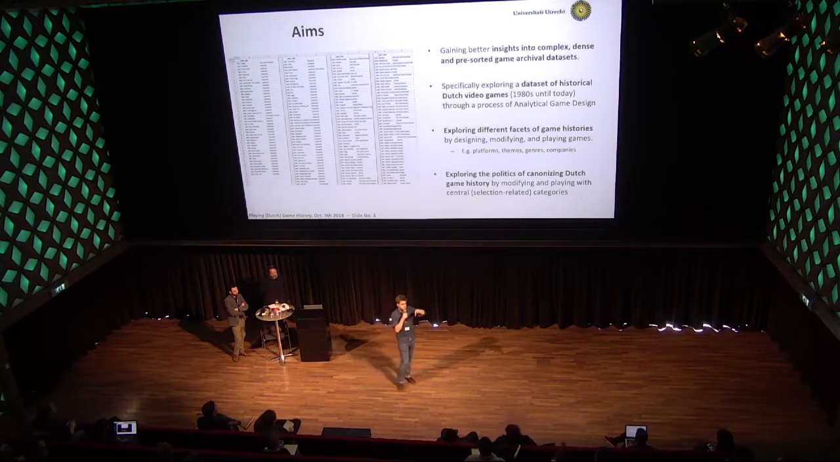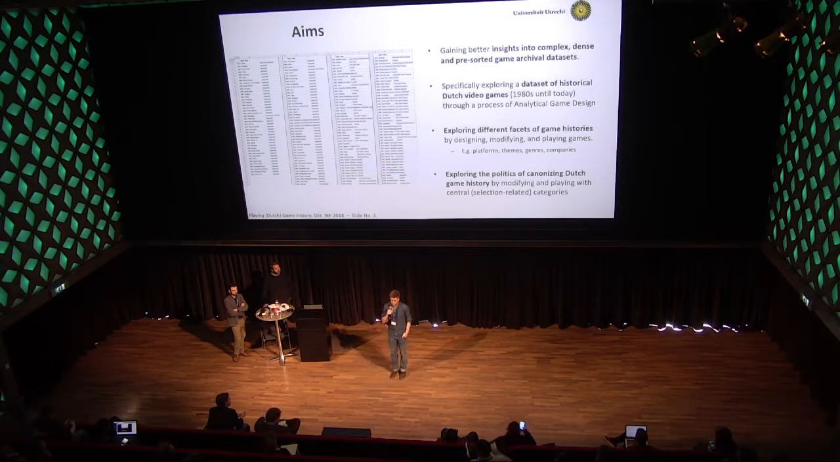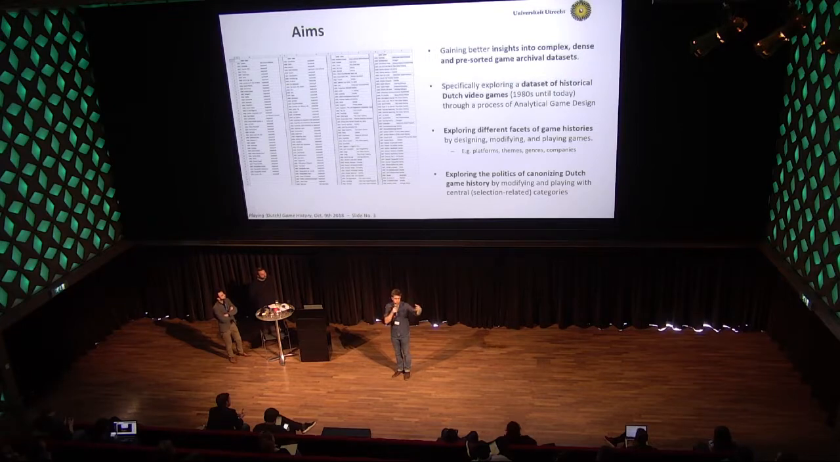Also exploring different histories. So through that process of modding, changing small elements of the game, creating certain categories, we're trying to think of how that might yield different histories of Dutch games. So can we see a trajectory in genres specifically, or platforms, or makers, for instance? And also the politics of the canonization process itself. So by playing around with this data set, we're trying to think about how that might also make us more aware of certain political, economic, social, cultural influences in that whole canonization process itself.